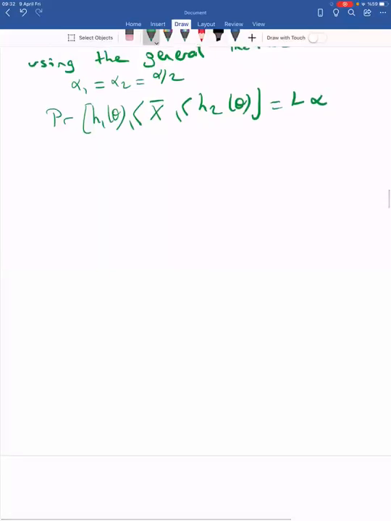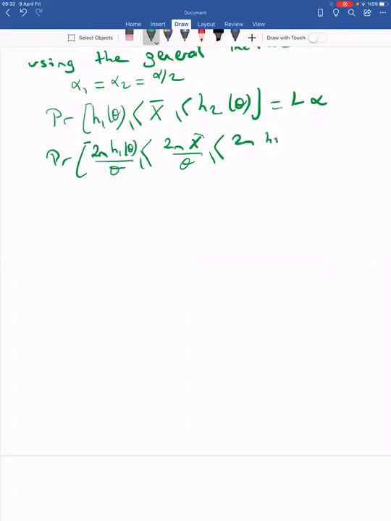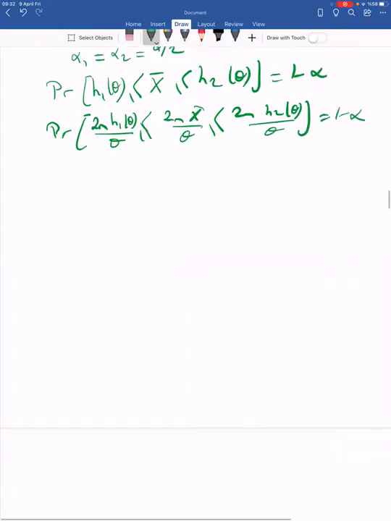And then, we can write that 2n x bar over theta is chi-square distributed, so the probability that 2n h1 theta over theta is less than this is less than 2n h2 theta over theta equals 1 minus alpha. Okay, so we know that this has a chi-square distribution. Then we can find the values of h1 theta and h2 theta easily. How can we do that?